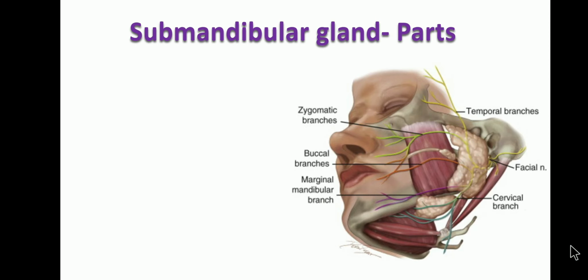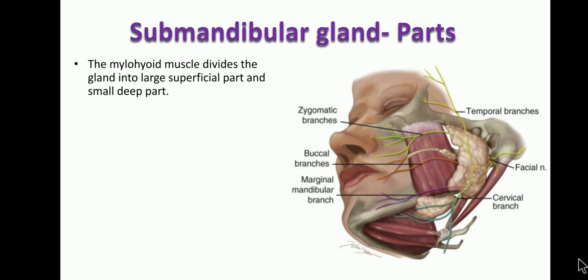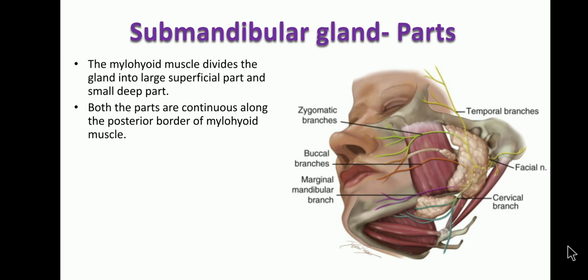Now, coming to the parts, the submandibular gland has a large superficial part and a deep part. Both the parts are continuous around the posterior border of the mylohyoid muscle. So it is the mylohyoid muscle which divides the submandibular gland into a large superficial part and a small deep part, and both are continuous around the posterior border of the mylohyoid muscle.